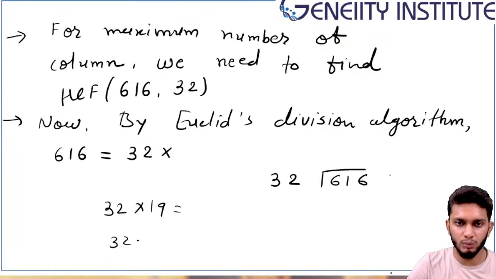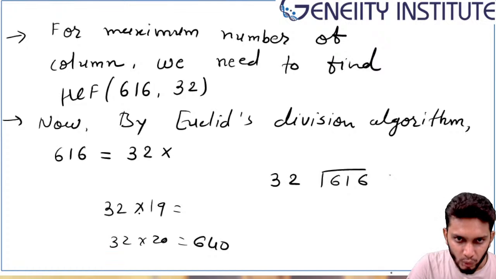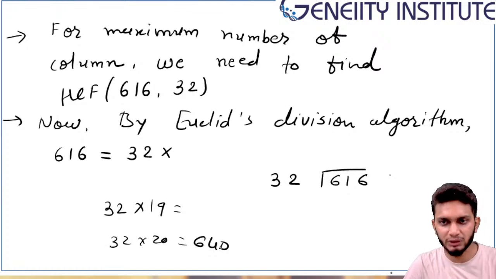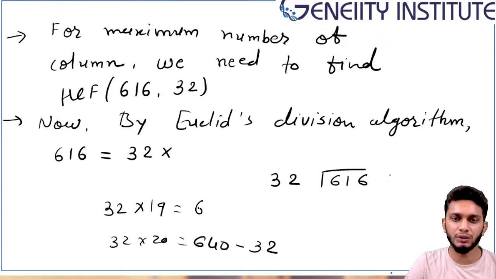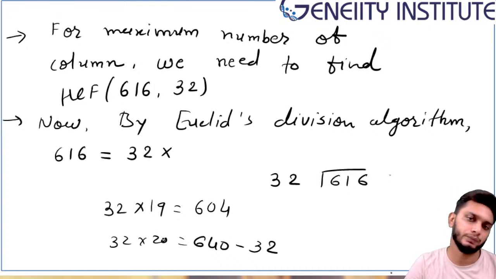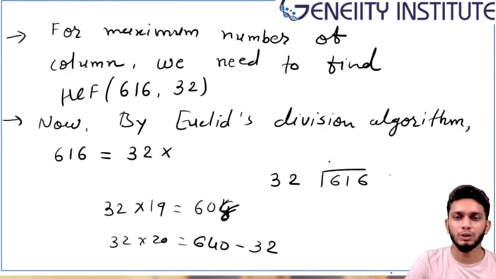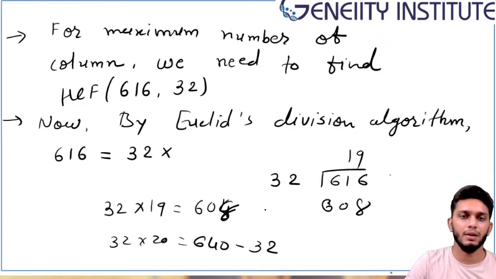You know that 32 multiplied by 20 is 640. If we want less, then subtract 32 from 640. 640 में से 32 माइनस कर दो. आपको क्या मिल जाएगा? 608. Okay, so 32 multiplied by 19 is 608.